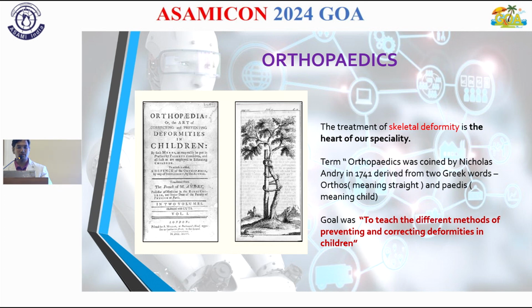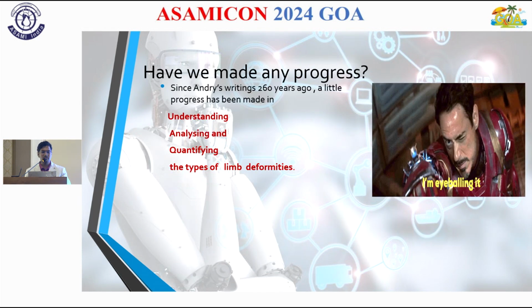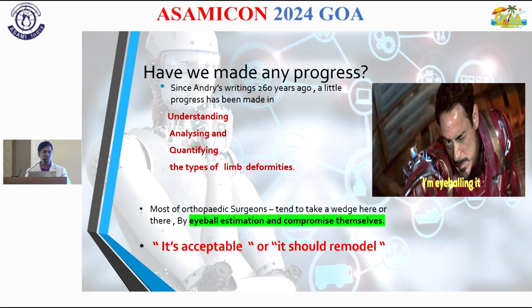So this book was the initial book, which was written in the year 1741. The goal of this book was to teach the different methods of preventing and correcting deformities in children. Since Andry wrote it 260 years ago, have we made progress? Only little progress has been made in understanding, analyzing, quantifying, and knowing the type of deformities. Most orthopedic surgeons take a wedge here or there by eyeball estimation and compromise ourselves, telling it's acceptable and it should remodel.